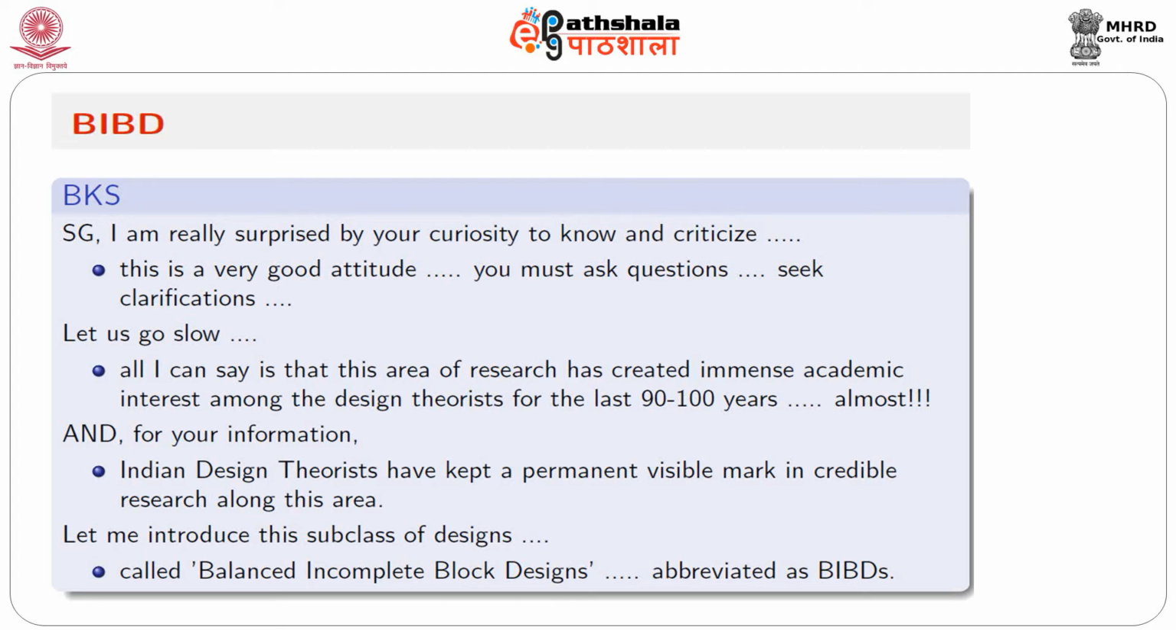Let me introduce the special subclass now that I am talking about. It is called balanced incomplete block design. Every single keyword we will try to understand. It is abbreviated as BIBD.